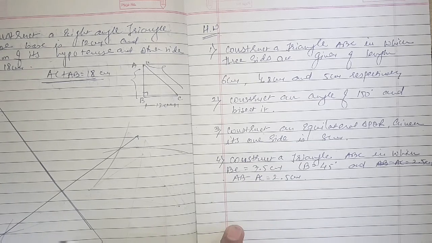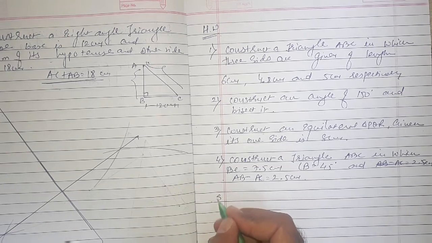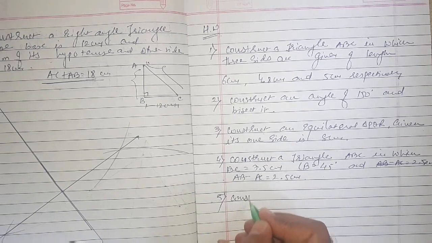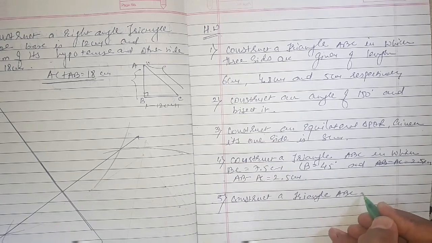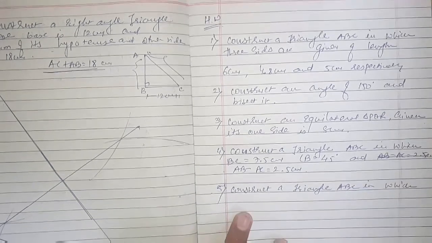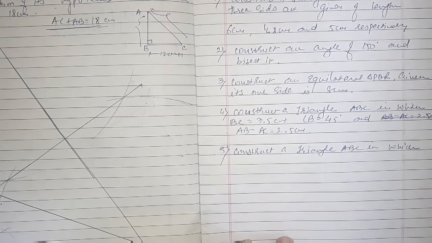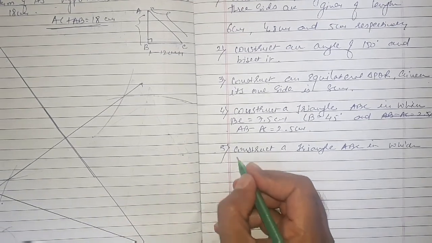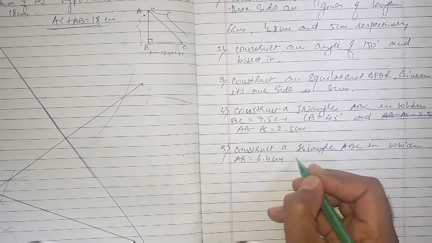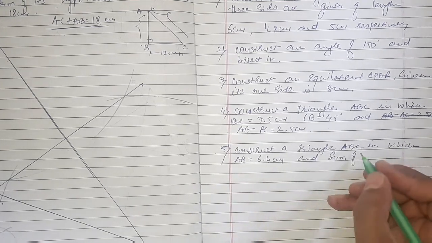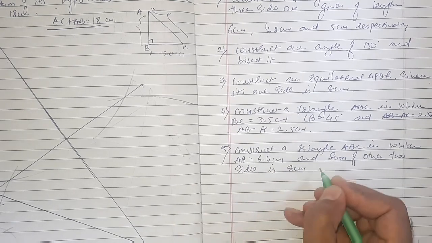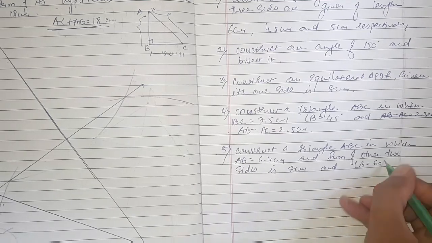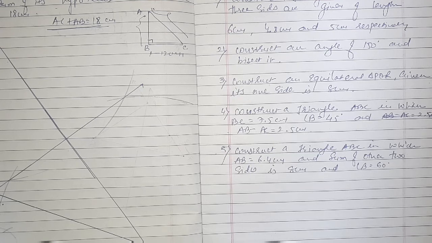Now, question number 5. Construct a triangle ABC in which AB is equal to 6.4 centimeter and the sum of the other two sides is 8 centimeter and angle B is equal to 60 degree. Clear?